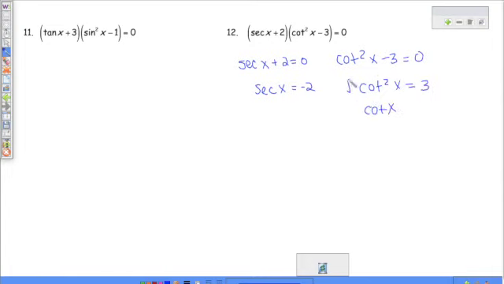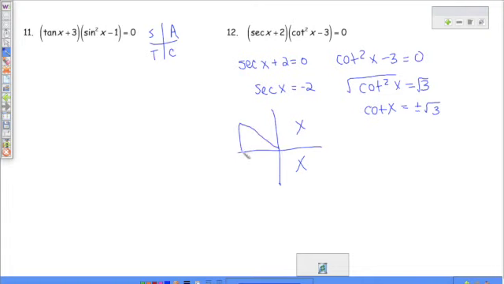Cotangent x, I'm going to square root both sides, is equal to plus or minus the square root of 3. So this would be a no calculator problem. So secant, if I have my ASTC, secant is the reciprocal of cosine. So secant's positive here and positive here, so I'm crossing those out. So I want secant to be -2.